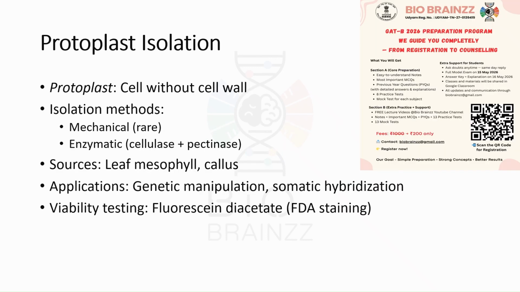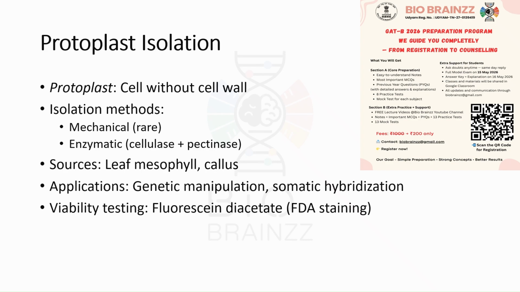A protoplast is defined as a plant cell devoid of its cell wall. Protoplasts are typically isolated using enzymatic methods involving cellulase and pectinase, which digest the cell wall. Mechanical methods exist but are rarely used due to low efficiency and cell damage. Common sources include leaf mesophyll cells and callus tissues.